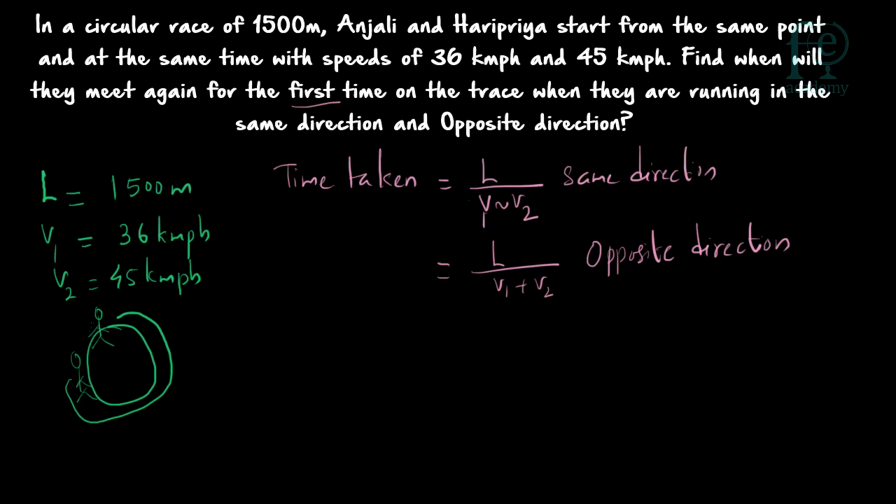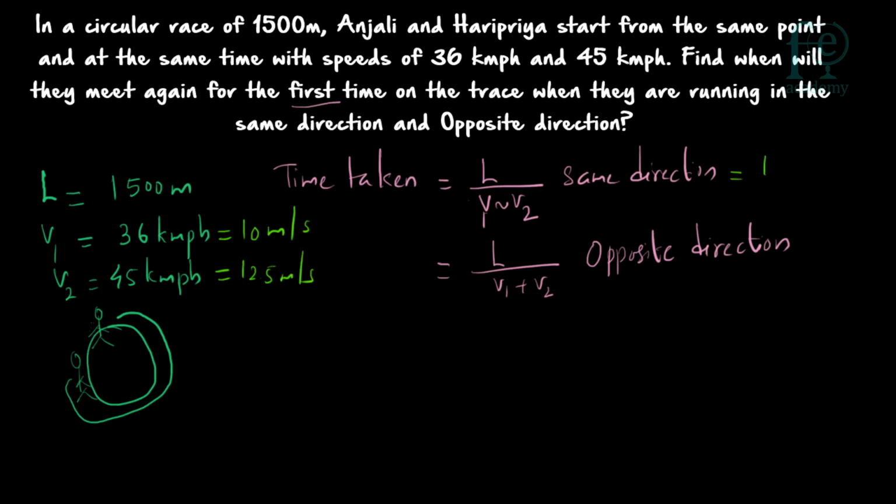Since our length is in meters, you have to convert the speeds from kilometer per hour to meter per second. So what is 36 km per hour? How to convert to meter per second? You have to multiply it by 5 by 18. So you will be getting 10 meter per second. And what about 45 km per hour? It will be equal to 12.5 meter per second.